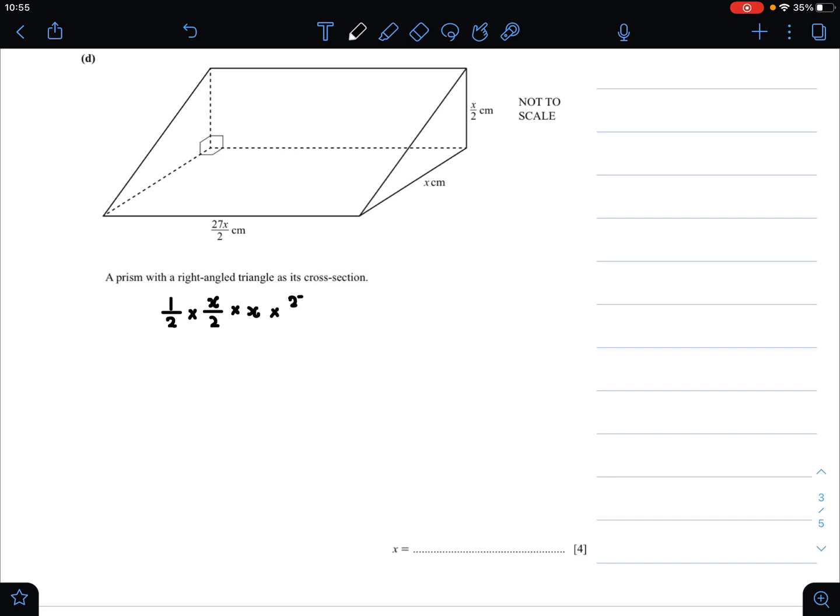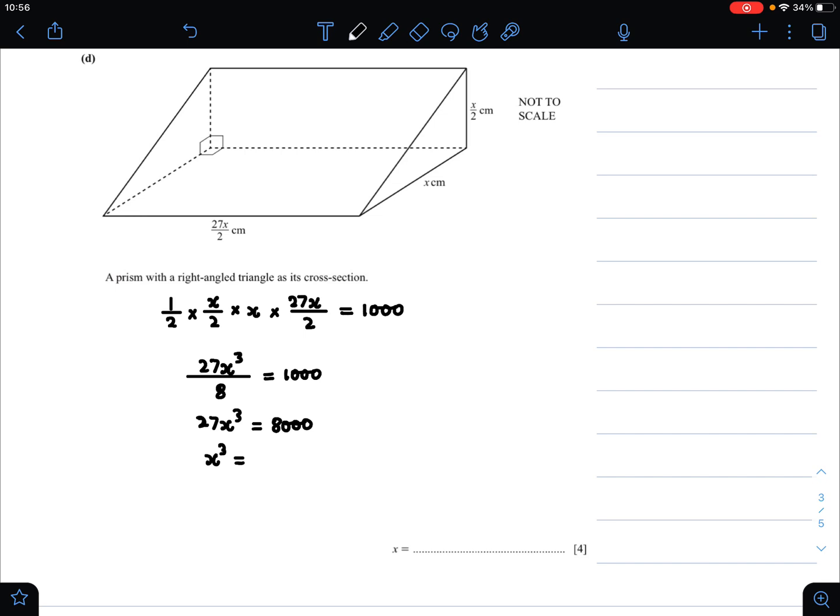multiplied by 27x by 2, which is the height of the prism, is equal to the volume, which is 1000. So now all we need to do is solve this equation for x. So x multiplied by x is x square, and 27x multiplied by x square is equal to 27x cube divided by 2 times 2 times 2, which is 8, equal to 1000. So therefore 27x cube is equal to 8000. Therefore x cube is equal to 8000 divided by 27.